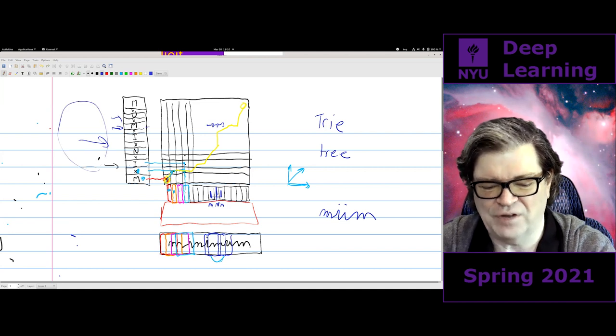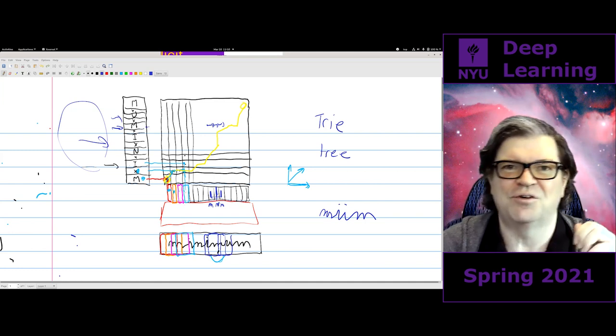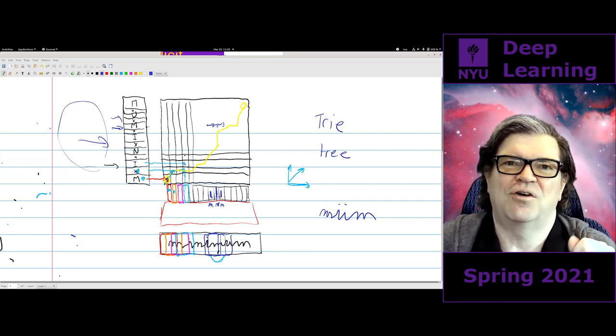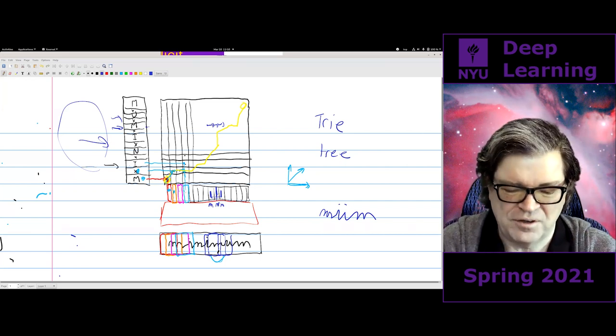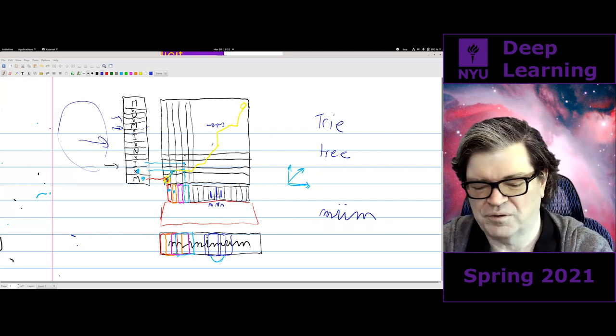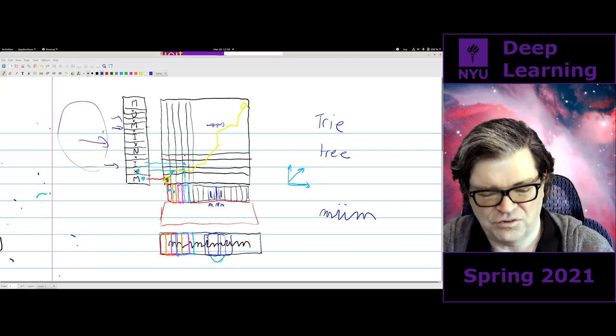Now what you have to do to figure out the word that is coming out of your handwriting or speech recognition system is that you have to figure out at the same time a good shortest path together with one of the branches in this dictionary.